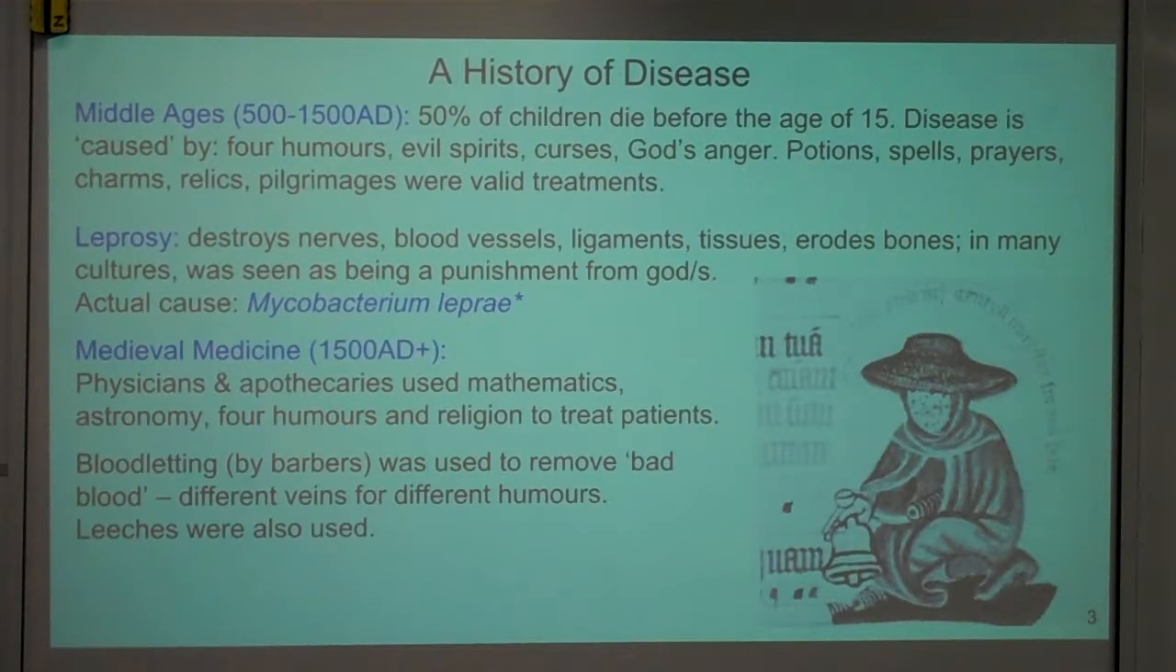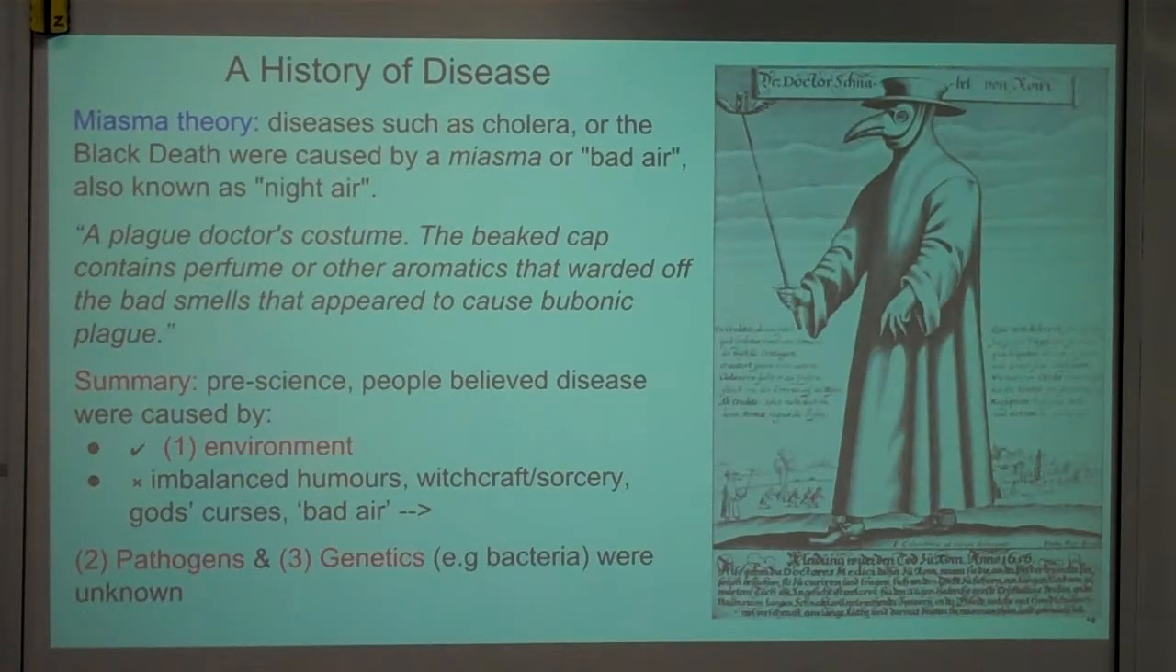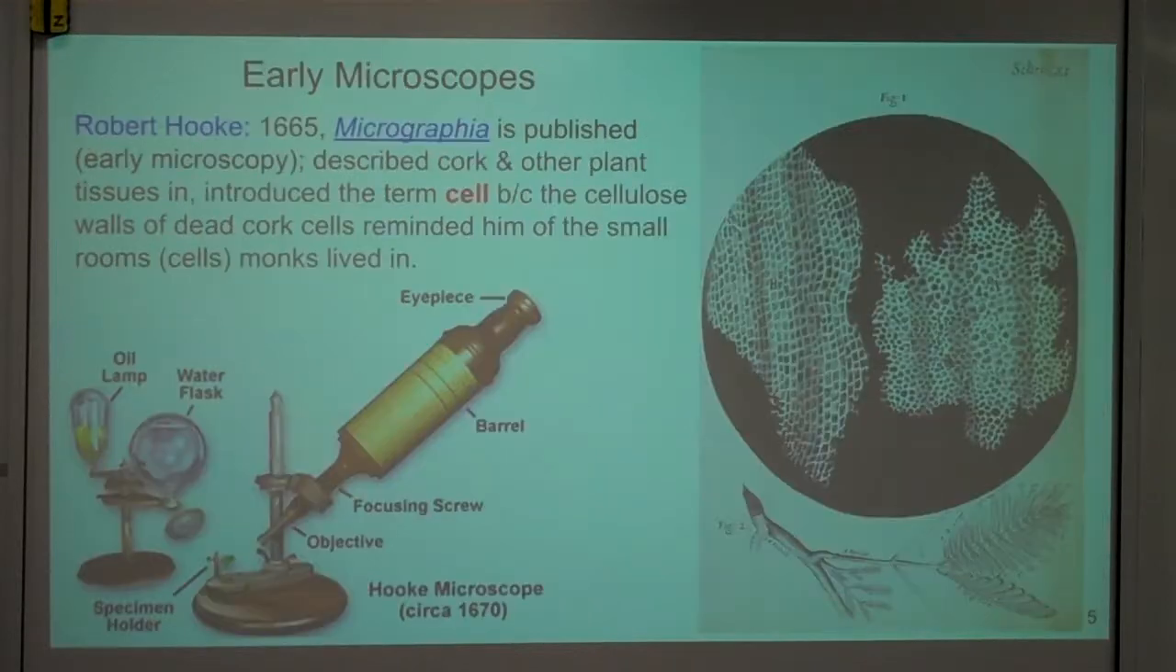Okay, now we won't worry about the Middle Ages and the background. The only thing to take away from those early slides is that people early on knew the environment was a problem in some way, shape or form, but because they couldn't see pathogens and they knew nothing at all about genetics, they just didn't know that you had these disease-causing little things in the environment that could cause problems.